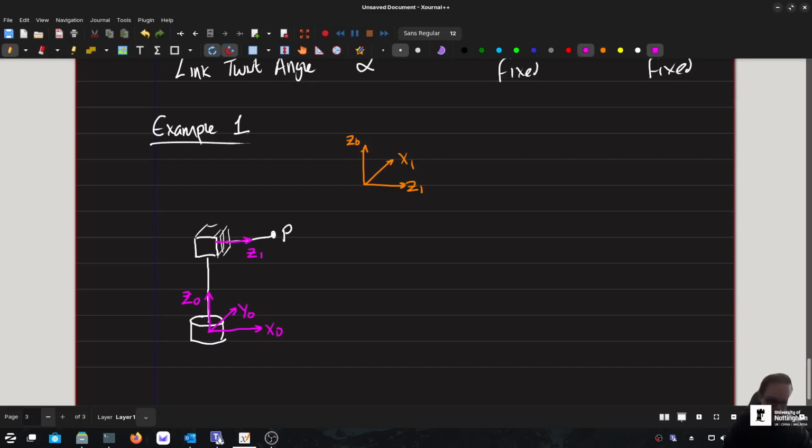Each their own, there's no right answer to this one, as long as it's normal to the plane of Z0 and Z1. I'm going to say X1 is in this direction. Then you're going to find that your Y is going to be upwards, so Y1 is going to be in that direction. Again, you need to apply it for the end effector as well.